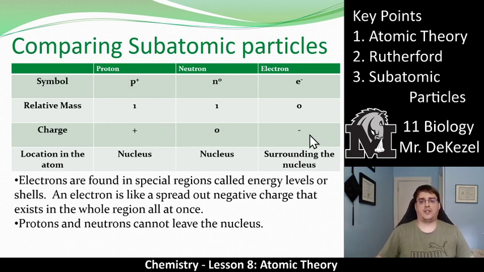The charges are given here, positive, neutral, and negative, and then their locations as well: protons and neutrons in the nucleus, and the electrons surrounding the nucleus. And again, electrons are found in special regions called energy levels or shells. So that's in the first, second, or third shells often. An electron is a spread-out negative charge that exists in the region as a whole. So it occupies that entire space. Protons and neutrons cannot leave the nucleus at all.